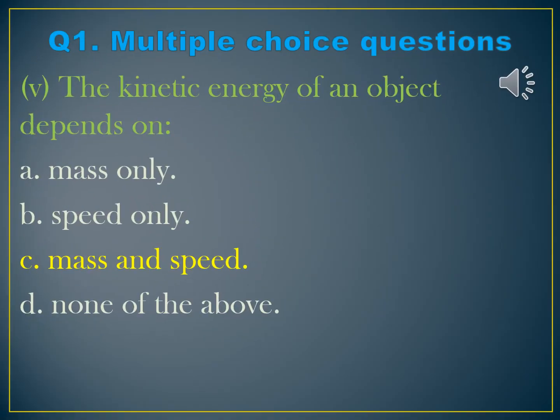Part 5. The kinetic energy of an object depends on A. Mass only. B. Speed only. C. Mass and speed. D. None of the above. Now what is the answer? Yes, the correct answer is C. Mass and speed. Circle the option C on your book.